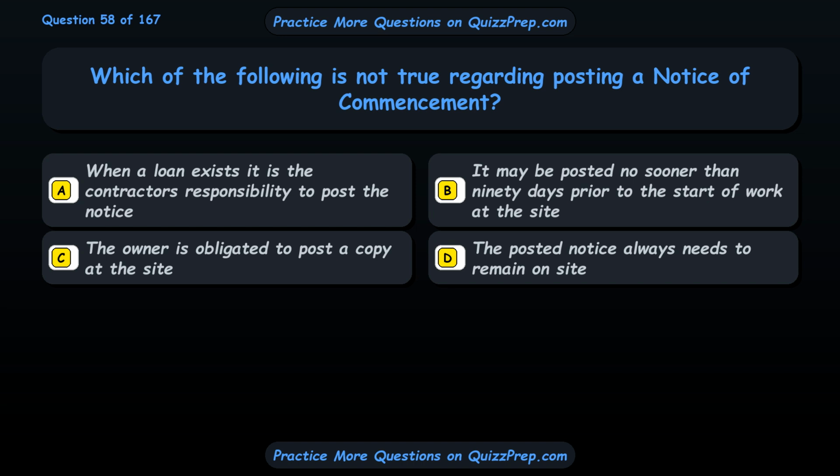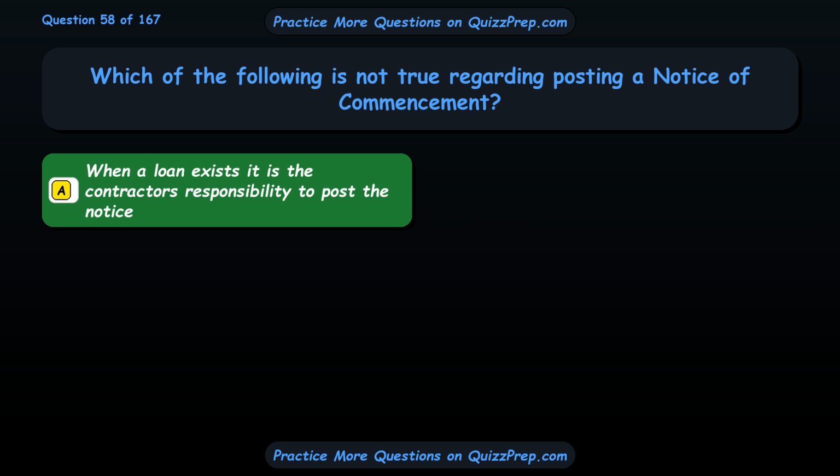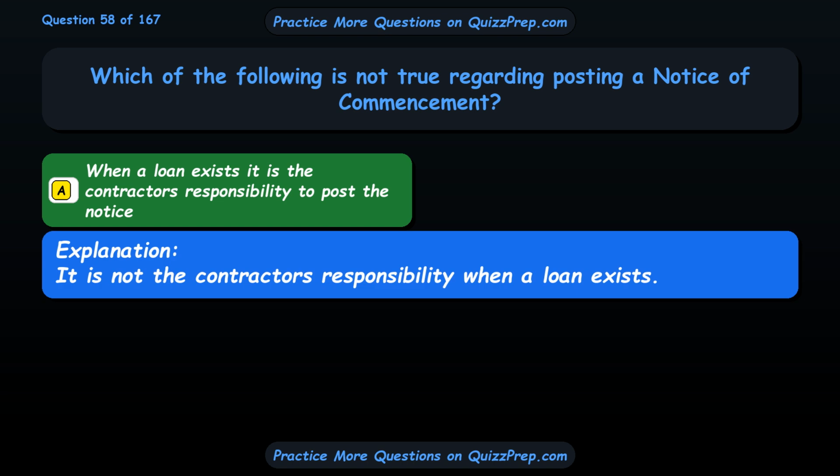Question 58. Which of the following is not true regarding posting a notice of commencement? Option A. When a loan exists, it is the contractor's responsibility to post the notice. Option B. It may be posted no sooner than 90 days prior to the start of work at the site. Option C. The owner is obligated to post a copy at the site. Option D. The posted notice always needs to remain on site. The correct answer is option A. When a loan exists, it is the contractor's responsibility to post the notice. It is not the contractor's responsibility when a loan exists.